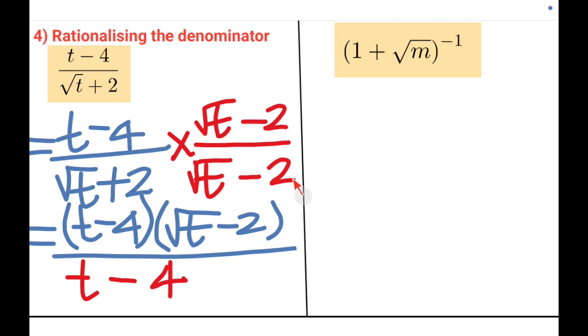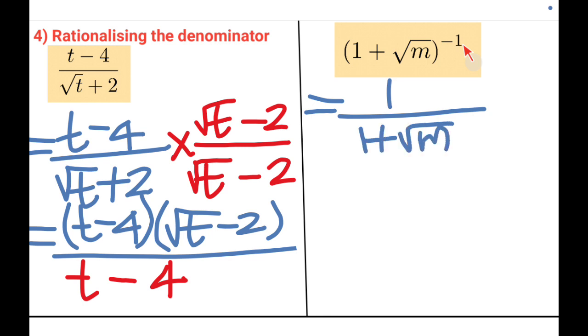Now the last one is also a difference of 2 squares situation where you are rationalizing the denominator. Notice that that is raised to the power of -1, meaning that you can make that positive by expressing it like this. You can say all to the power of 1, but it doesn't really make a difference. It doesn't change anything. So that's how you express it.